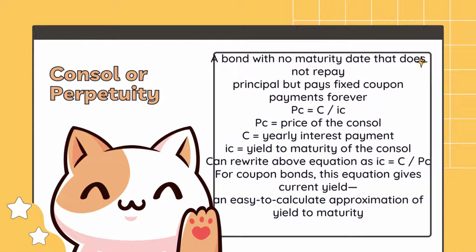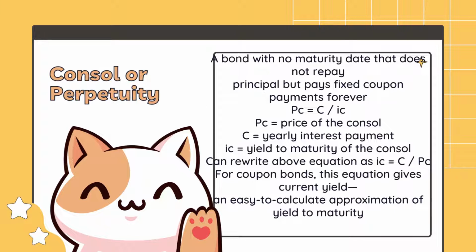And then, may tinatawag tayong perpetuity or console. So, ano ba itong perpetuity na 'to? When we talk about perpetuity, it is a bond with no maturity date. So, perpetual siya, wala siyang katapusan. A bond with no maturity date that does not repay principal but pays fixed coupon payments forever, di ba? Sa perpetuity may forever.